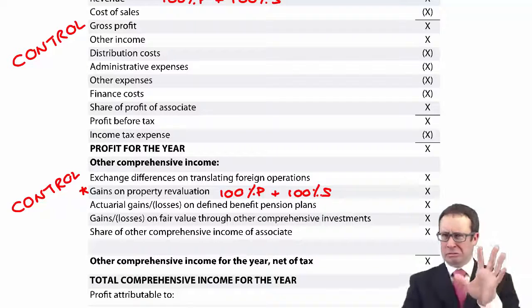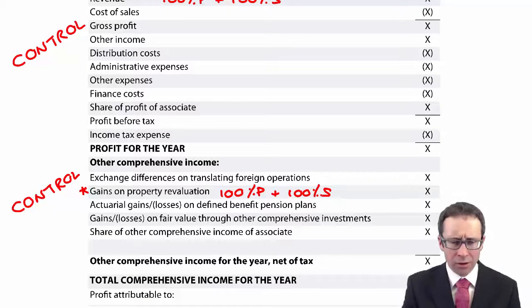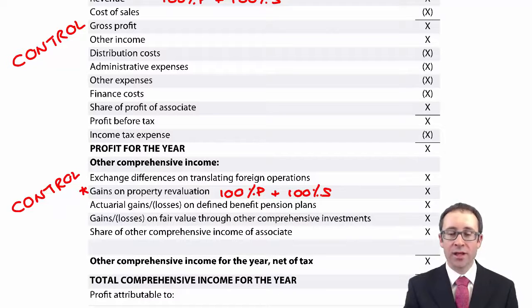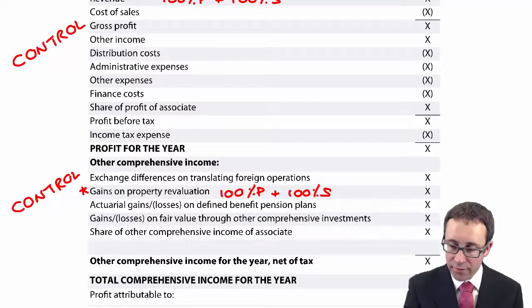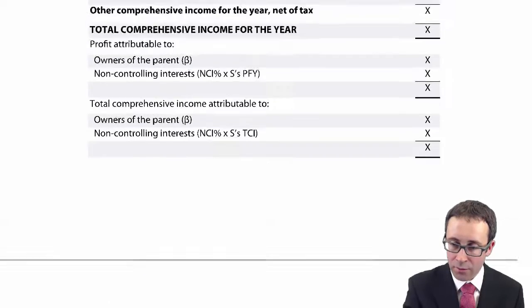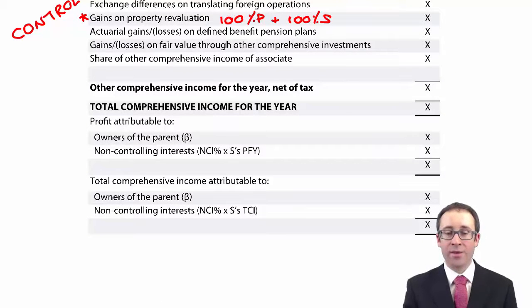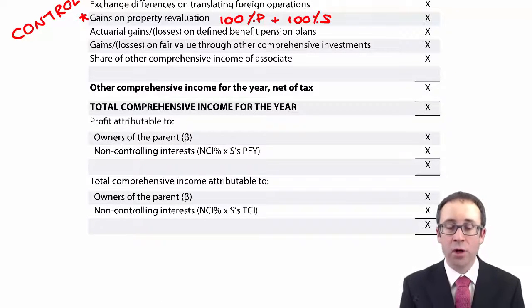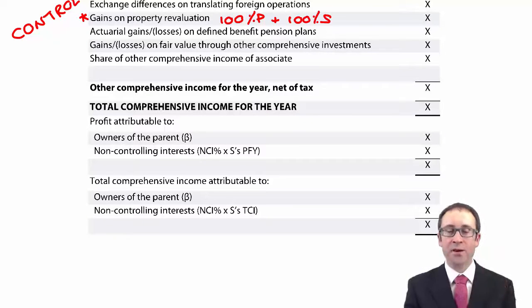There's a couple of others. They look quite horrible, that you'll see later on. Again, just note at the bottom there's that share of other comprehensive income of associate, which you'll see in chapter 7. What you do is take the profit for the year and add the other comprehensive income to give you your total comprehensive income for the year. So that's the total profit plus the total other comprehensive income.